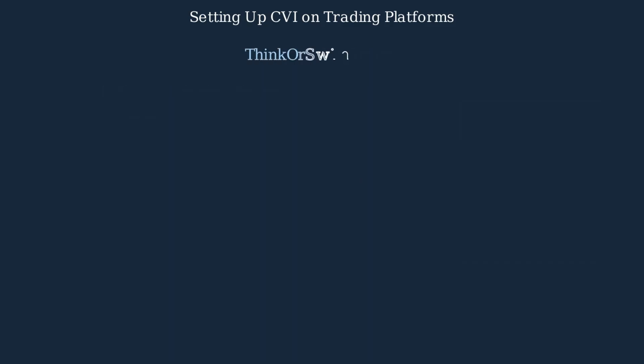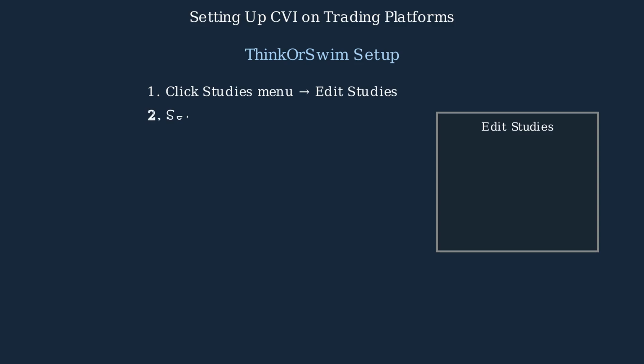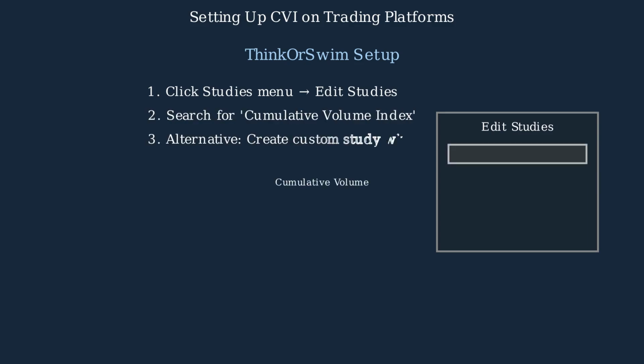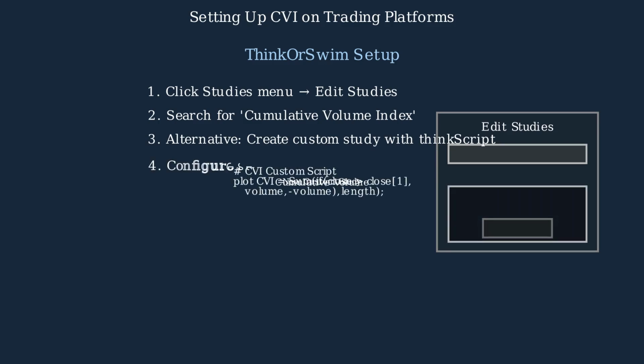In Thinkorswim, click on the Studies menu and select Edit Studies. Search for Cumulative Volume Index in the search bar. If the indicator isn't available, you can create a custom study using ThinkScript. Once added, you can configure settings like style, colors, and period length to match your trading preferences.